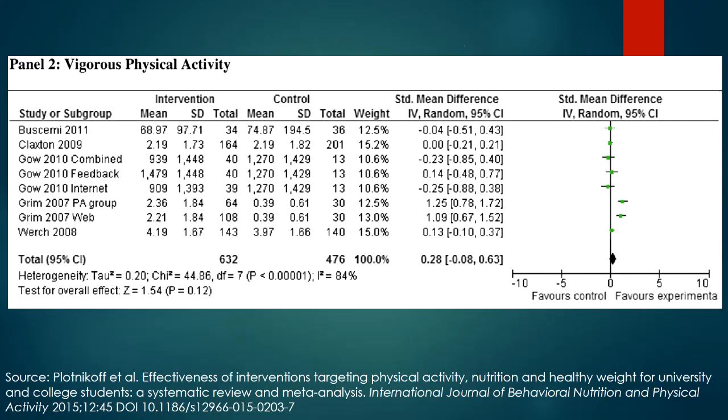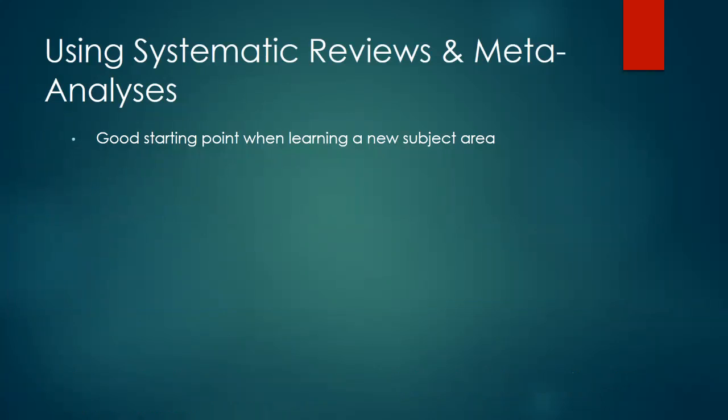And then the bottom diamond shows the overall meta-analysis result, which also is not very different from 0. You can see the confidence interval there, negative 0.8 to 0.63, crosses 0. So no statistically significant difference in vigorous activity among college students in these various studies. But basically, forest plots give you a nice visual representation of what all the individual study results were and then what the overall summary result is.